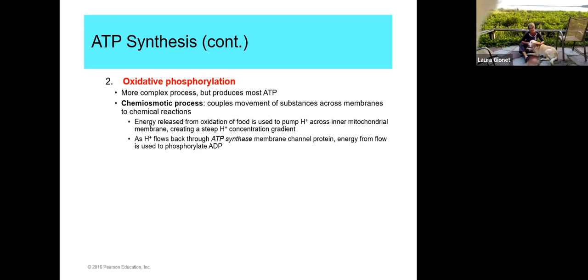So energy released from oxidation of food is used to pump hydrogen ions across the inner mitochondrial membrane, creating a steep hydrogen ion concentration. And as hydrogen flows back through the ATP synthase in the membrane, which kind of looks like a turnstile, there's a channel protein, right? So the ATP synthase membrane channel protein. Energy from the flow is used to phosphorylate ADP. Right? So there's two different methods. And when we look at each phase, if there's ATP produced, I will mention down there on the bottom via oxidative phosphorylation or via substrate level phosphorylation.